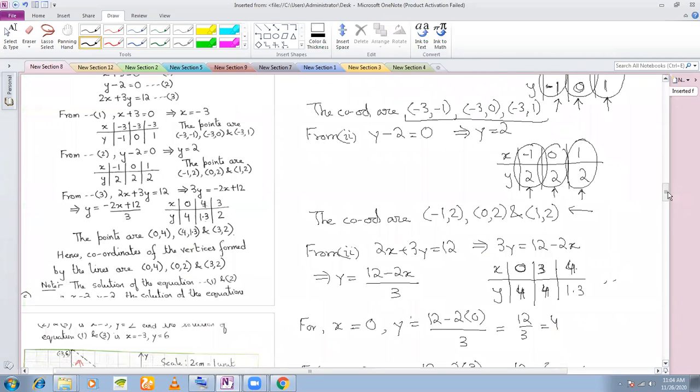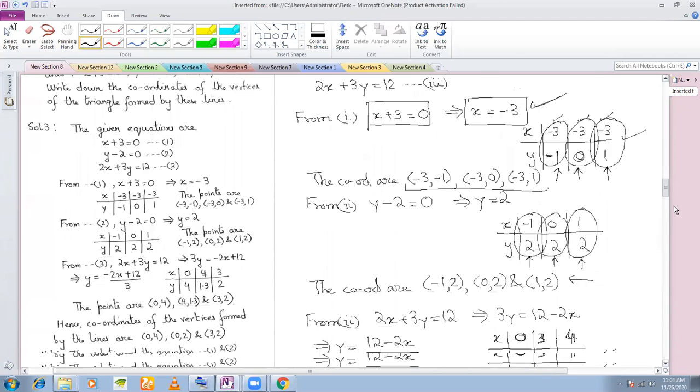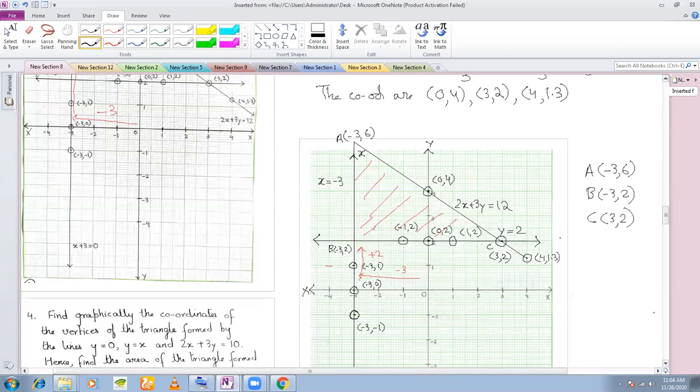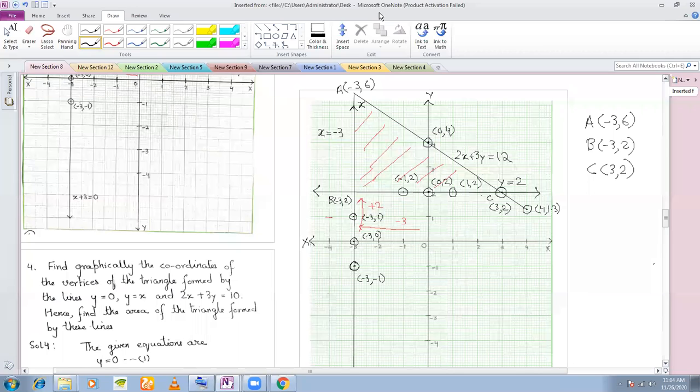Now let us see the next question. You just had to find the vertices of the triangle, and you have found them. Now my question is, if you had to find the area, how would you find it? Can anyone tell me how to find the area? No one can tell me.